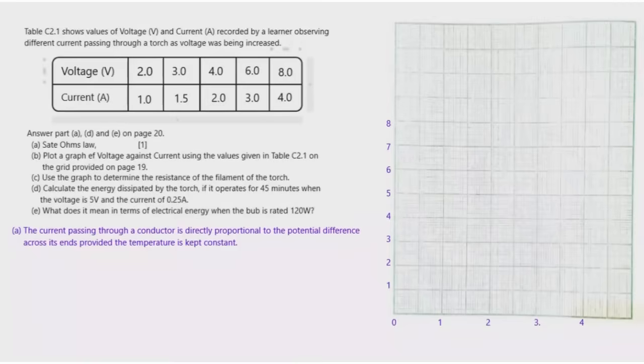Now we go to the graph. Remember, I've put the numbers. This was just to help us not to waste time. That's what you need to do: you need to also write the numbers. These numbers I've written, 1 up to 8, are for voltage.